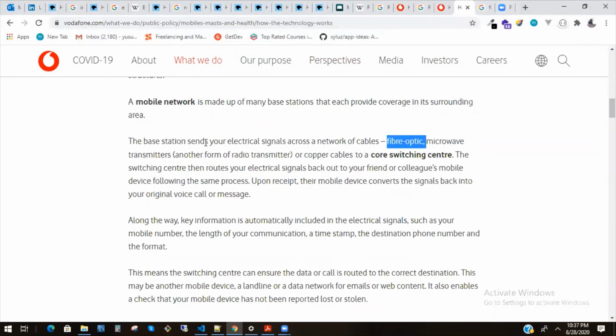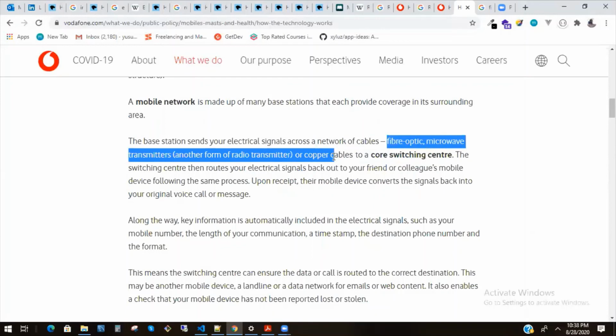Now there's something I want to tell you. All these base stations are connected with a network of cables, fiber optic. Very expensive cable. Now this cable routes that information to a switching center. All these internet providers always have a switching center, whether you have MTN, Airtel, or Glo.